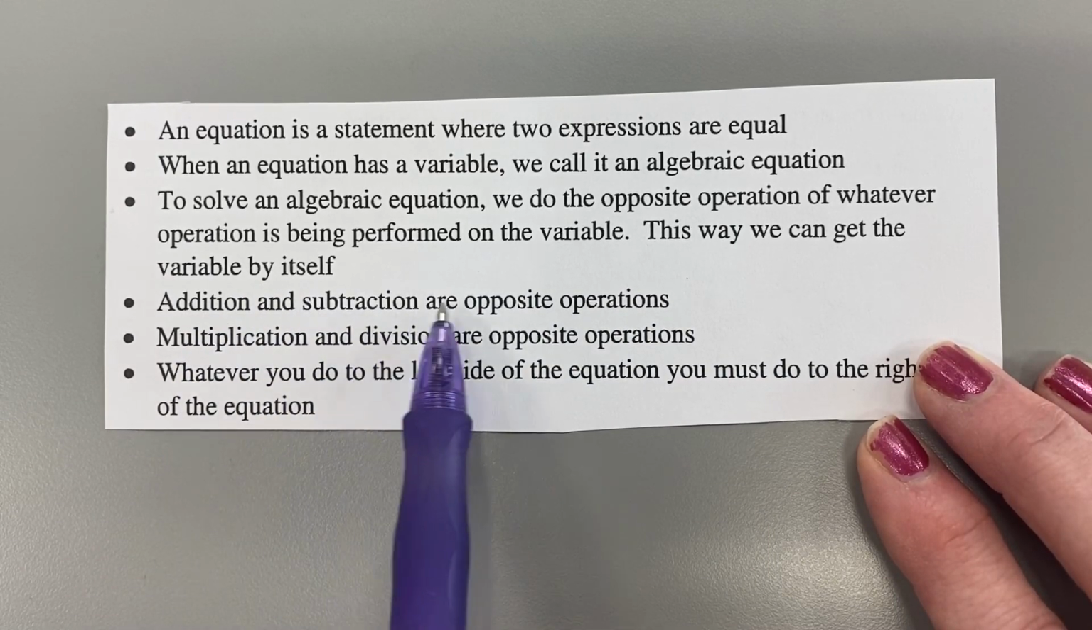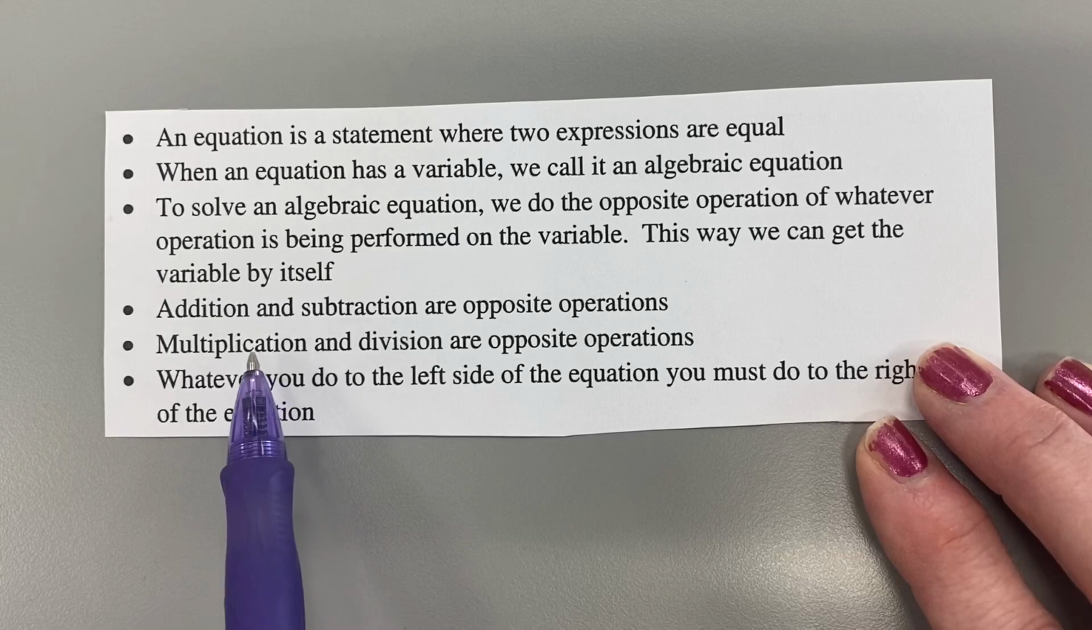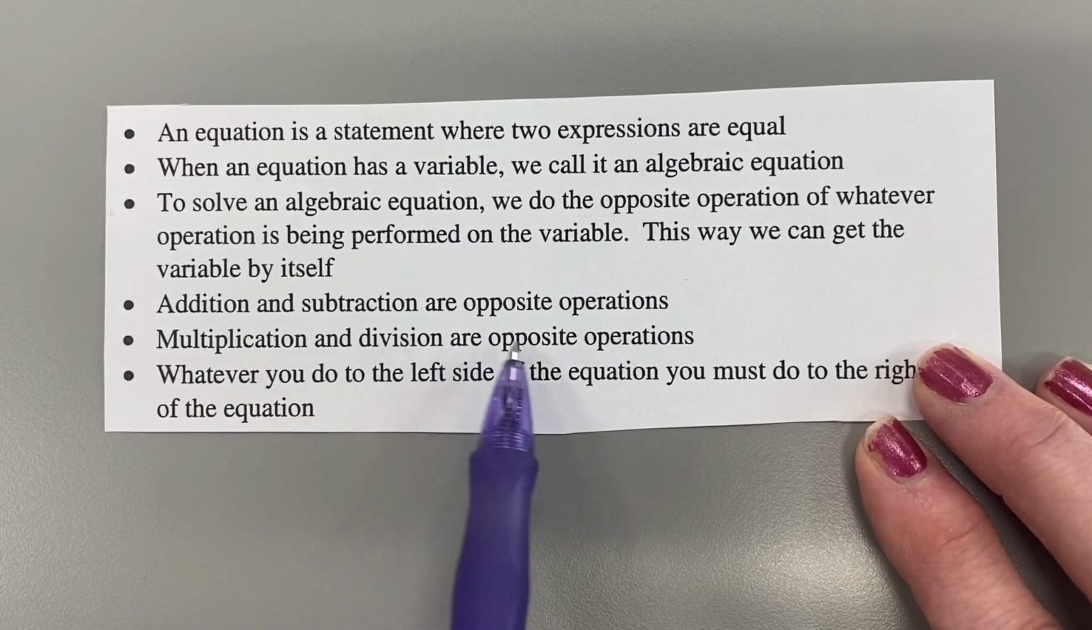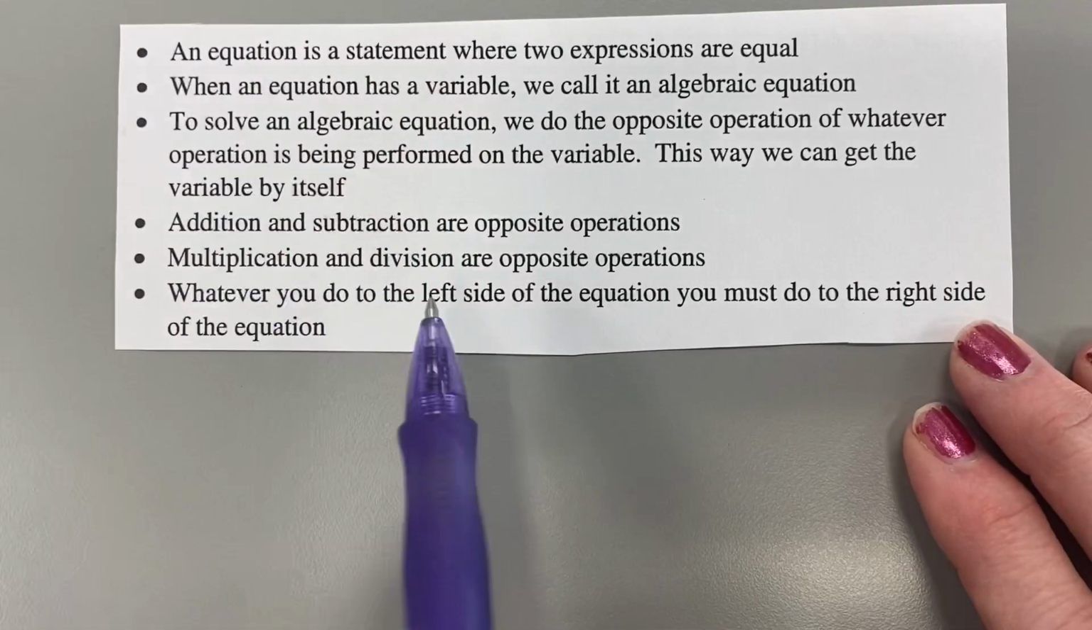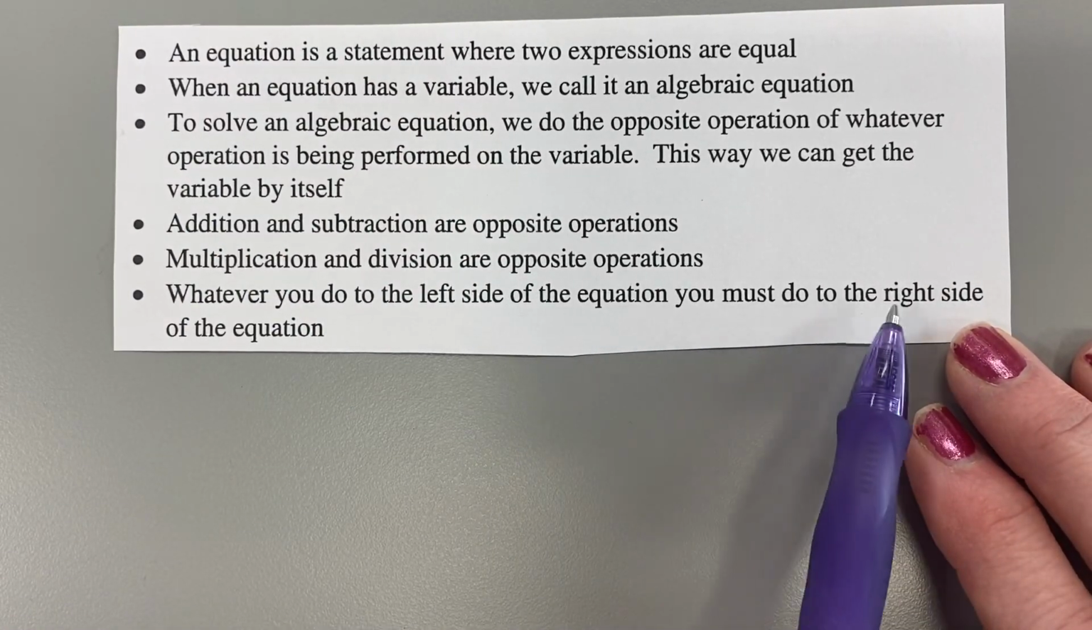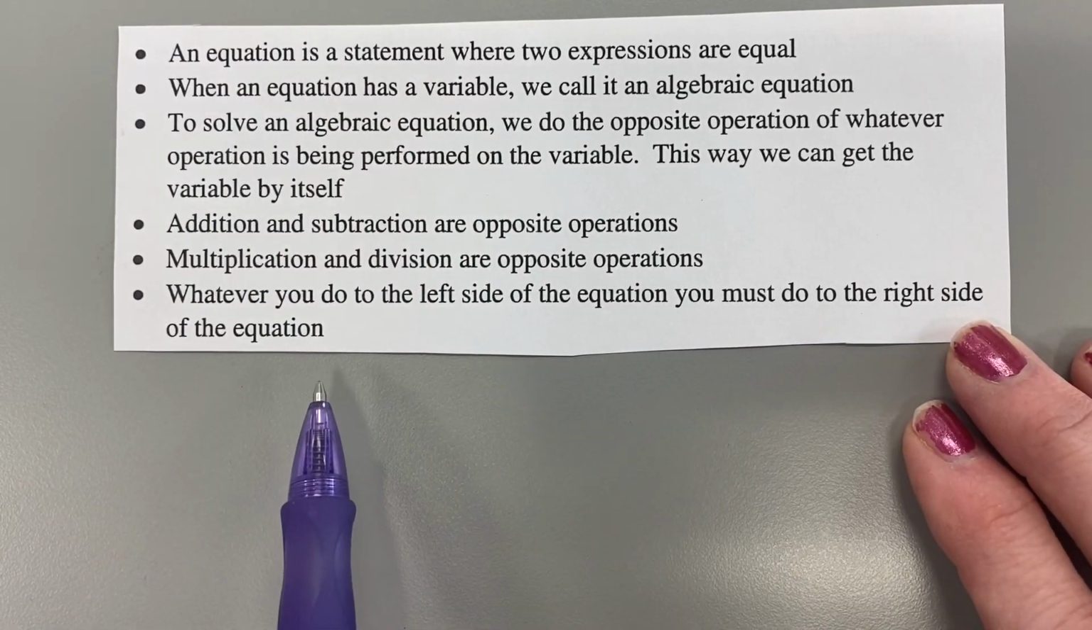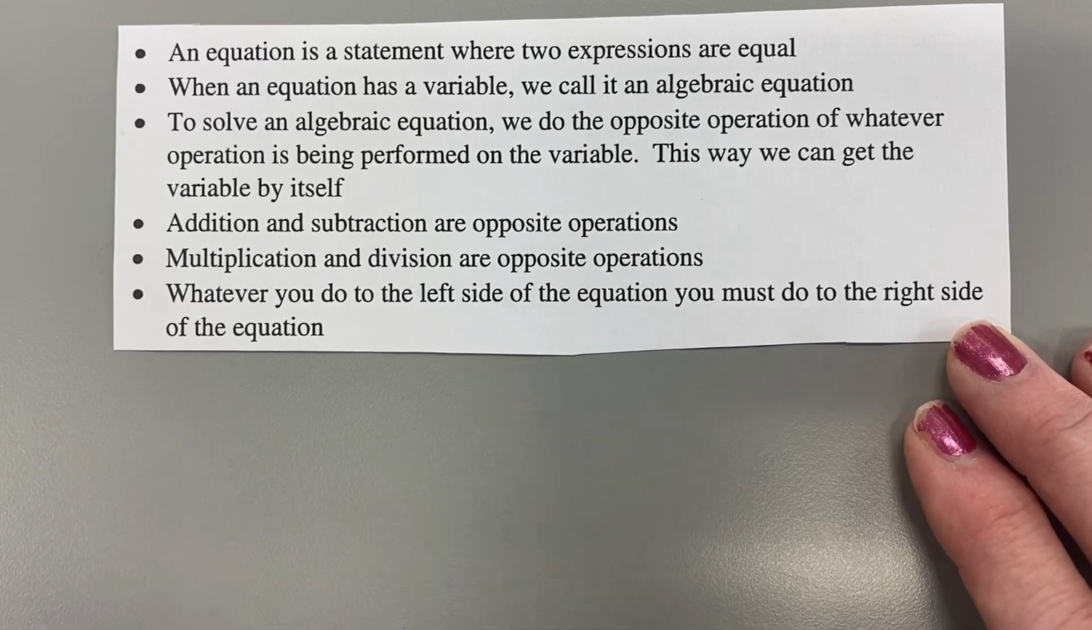Addition and subtraction are opposite operations. Multiplication and division are opposite operations. Whatever you do to the left side of the equation, you must also do to the right side of the equation. Okay? And I just thought of something.